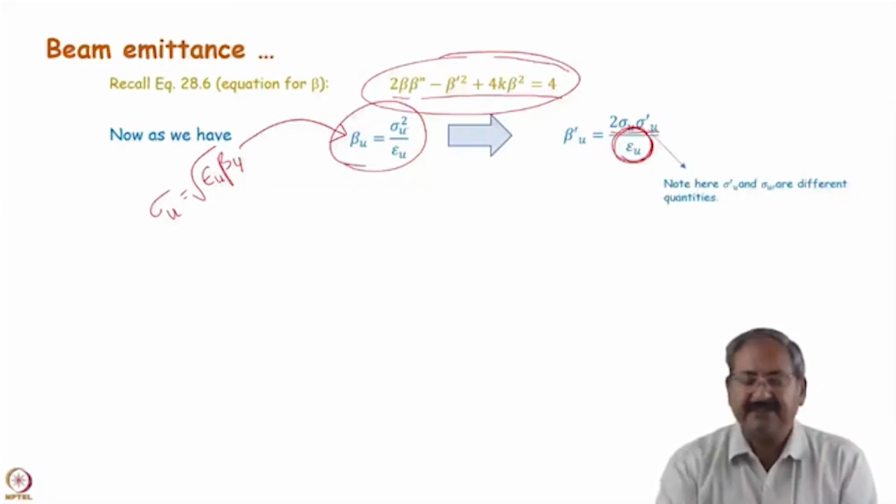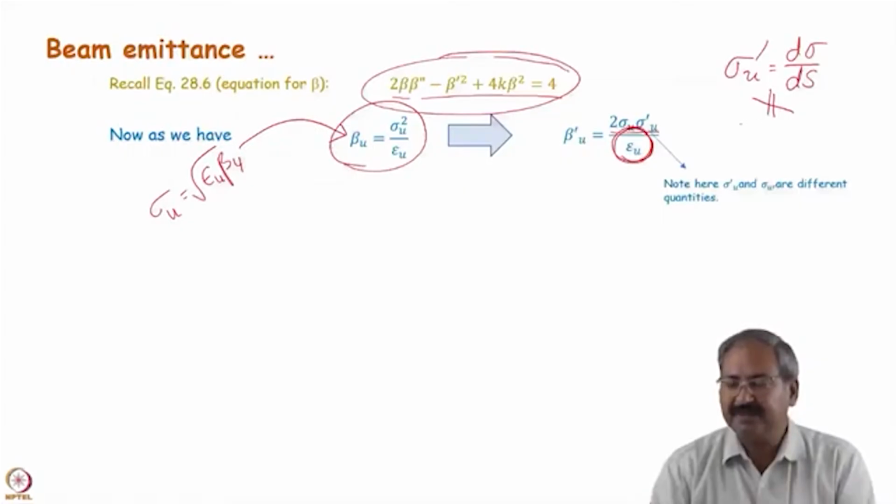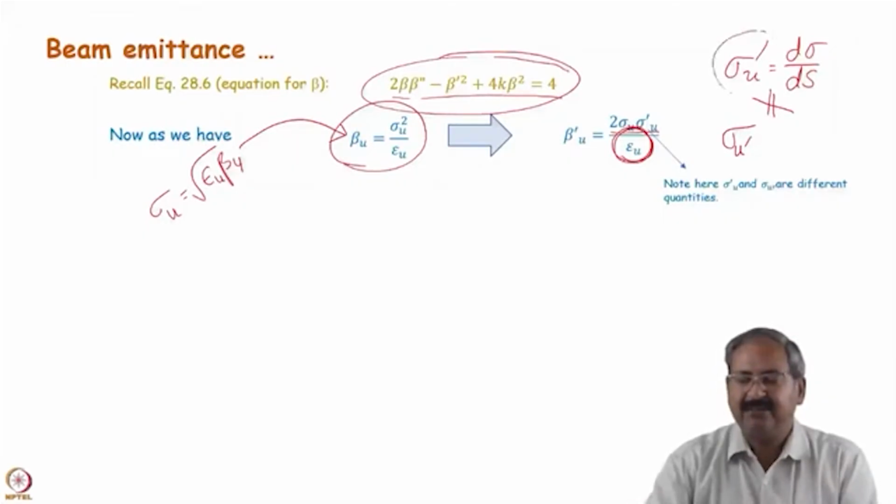Here you can see that when we differentiate sigma u, we get sigma prime u equal to d sigma by dx. It is not equal to the sigma u prime, which shows the beam divergence. Beam divergence is defined by sigma u prime, meaning the spread in the angles, and it shows you the derivative of beam size with respect to s. These two quantities are different, keep it in mind.